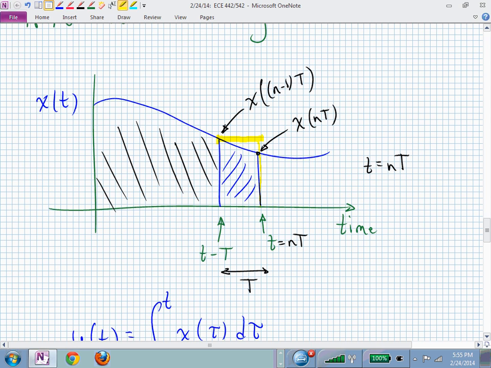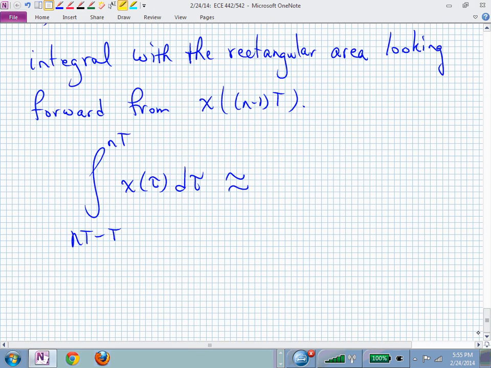Don't you wish you could do that when you're in second semester calculus? Oh, the integral? Sure, I'll just do this. Find rectangles. That's really all you were doing anyway, but they didn't present it that way, did they? So now we have the width, that's capital T, times the height, and that's just x at time (n minus 1) capital T.